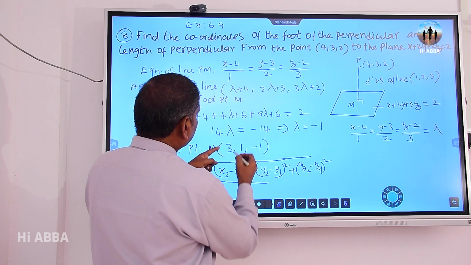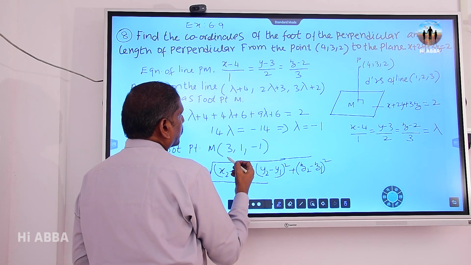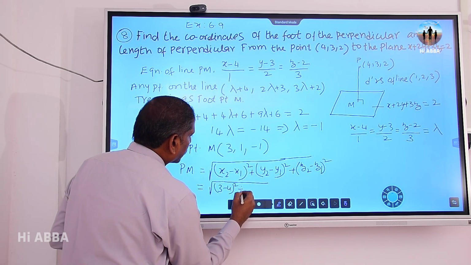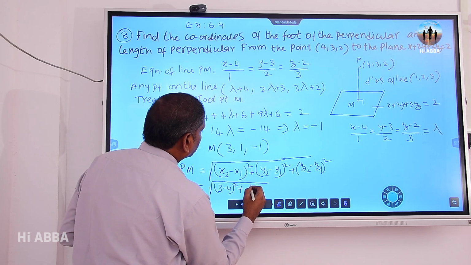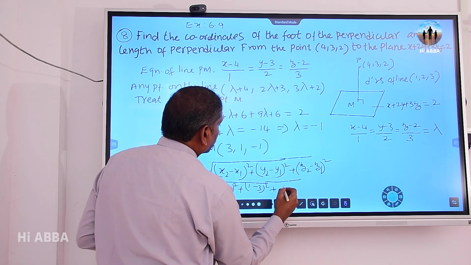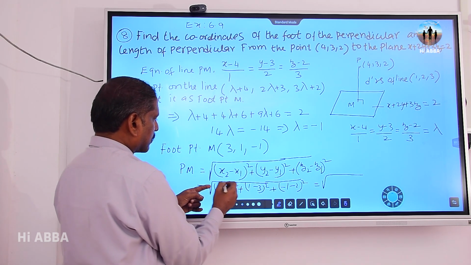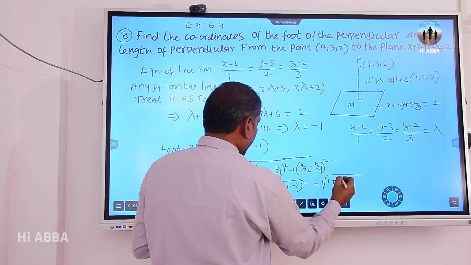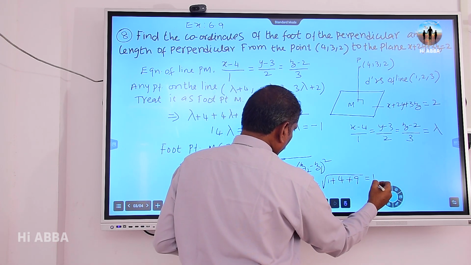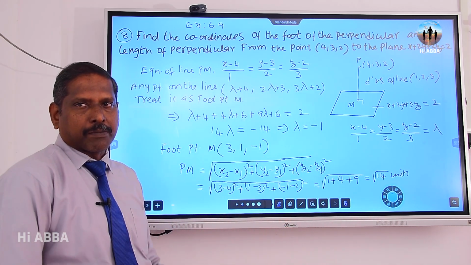So what is the difference now? You treat this as x1 y1 z1, you treat this as x2 y2 z2, or difference in abscissa. So it is 3 minus 4 the whole square, plus ordinate 1 minus 3 the whole square, plus minus 1 minus 2 the whole square. Finally, what answer do you arrive at? This is 1, and 2 square is 4, and then 3 square is 9, which is root 14 units. So this is going to be the distance between the given point and the given plane.